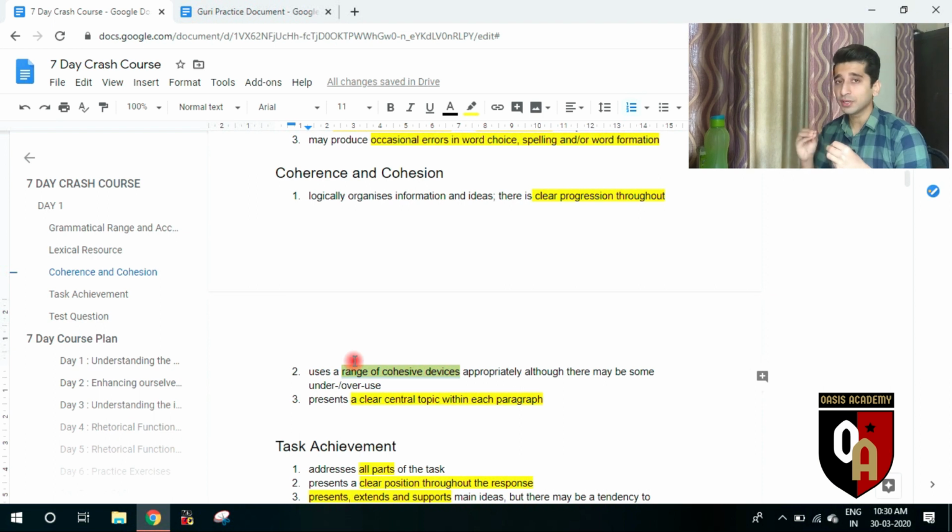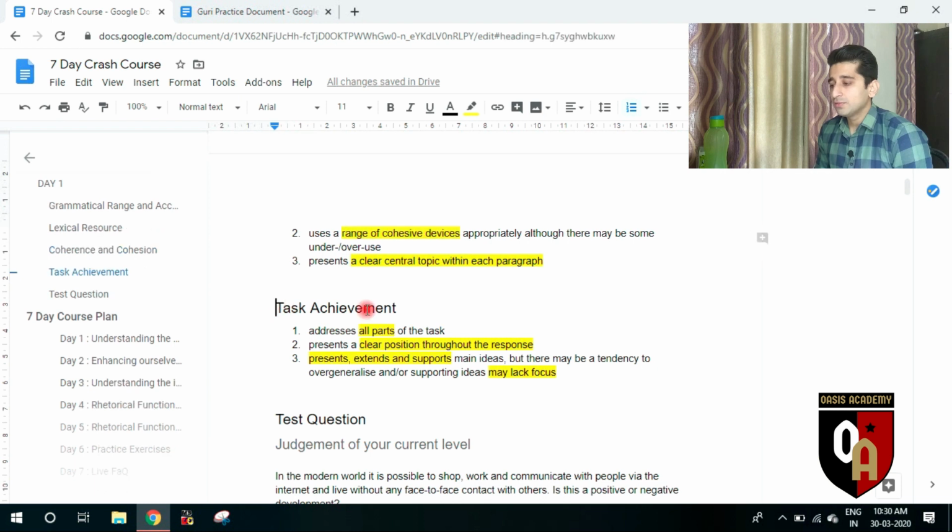So if you're using them wisely and you know the meaning of the words you are using, of course it is going to help you. But if you're using them just blindly, just because you have memorized them somewhere, it is going to be wrong and it is going to reduce your score. And the third condition is to present a clear central topic within each paragraph.